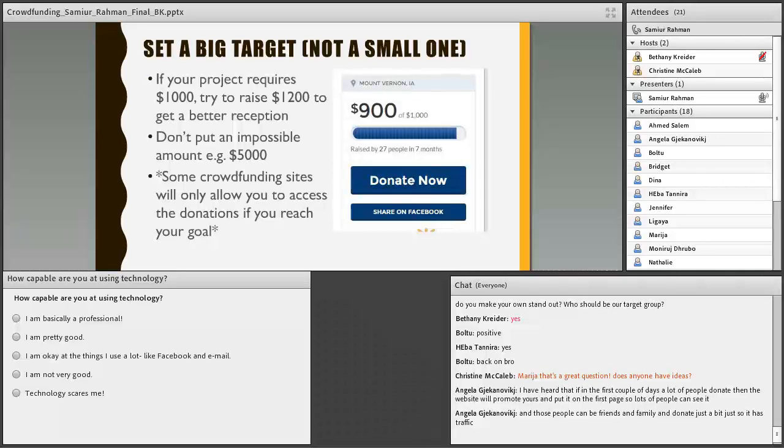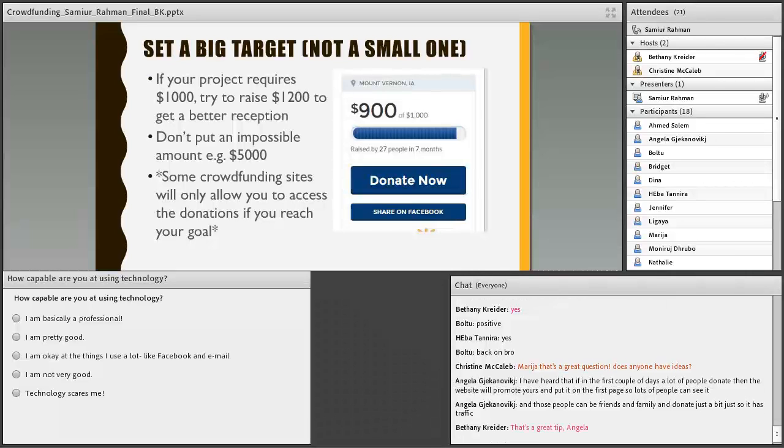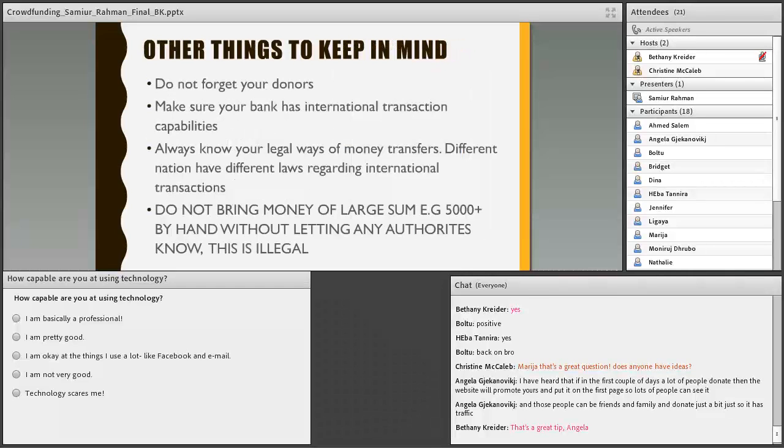Some crowdfunding sites will allow you to access the donation only if you reach the goal. That gives the donors a sense of trust, that if this person doesn't reach $1,000, he's not going to use my money, I'm going to get my money back, so he's not going to steal from me, right? So make sure your target is presentable, not too much, not too little, in the middle. That's the whole point you should always remember.